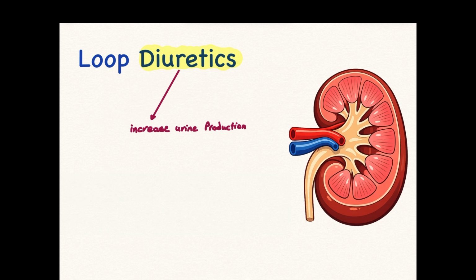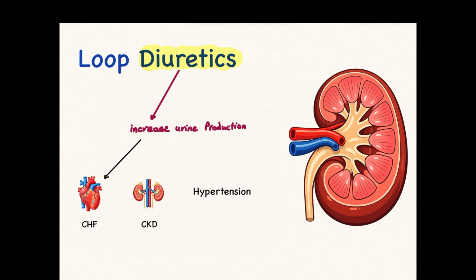We need to increase urine production in cases of congestive heart failure, which cause edema, or in cases of chronic kidney disease that decrease production of urine. Also, we can use it to treat hypertension because increased urine production would lead to decrease in blood volume, which would consequently lead to decrease in blood pressure.